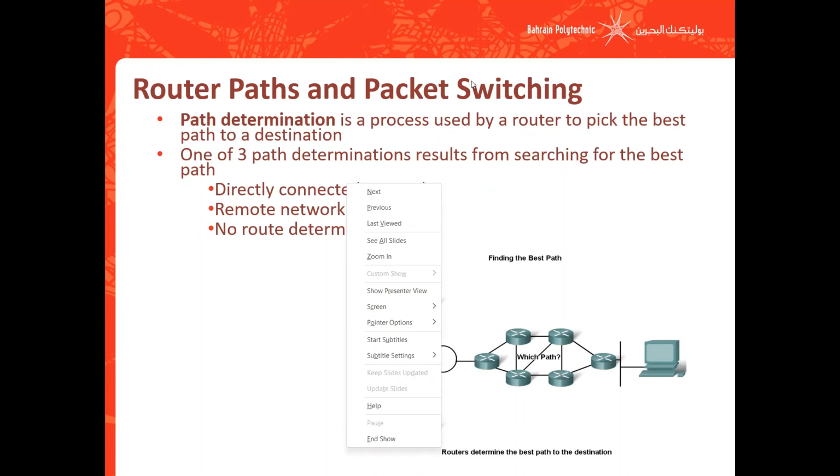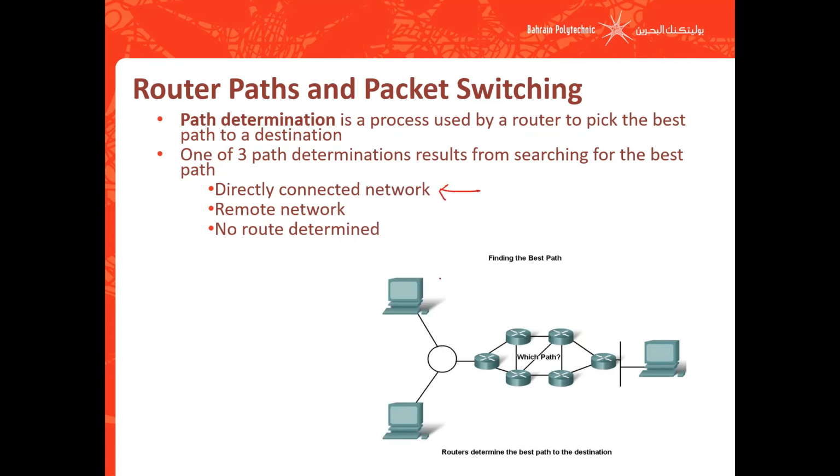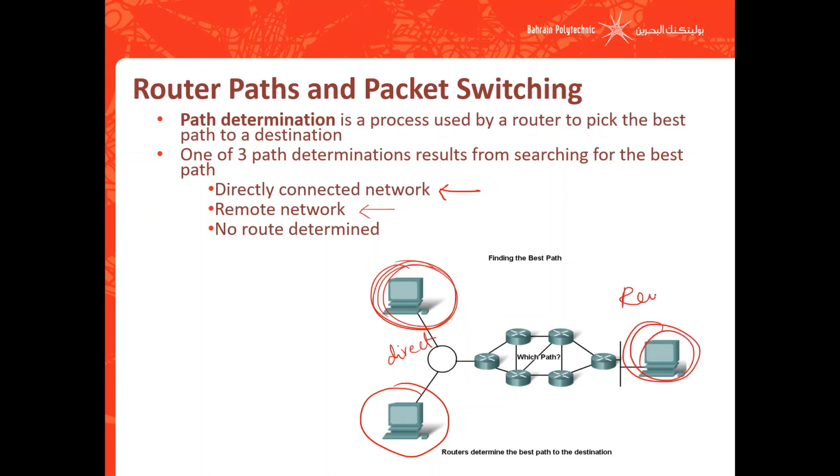When figuring out the path, the network could be directly connected. So let's say the router is directly connected to the network where this PC is trying to send a packet. Or it could be on a remote network, which means it is connected to some other router somewhere else, and the packet needs to be transferred there. In that case, it would become a remote network. Let's say this PC wants to communicate with this PC. In this case, it would be direct. But if this PC here wants to communicate with this PC, it will become remote because it's away, and this router doesn't know anything about that PC, or it's not directly connected to it.